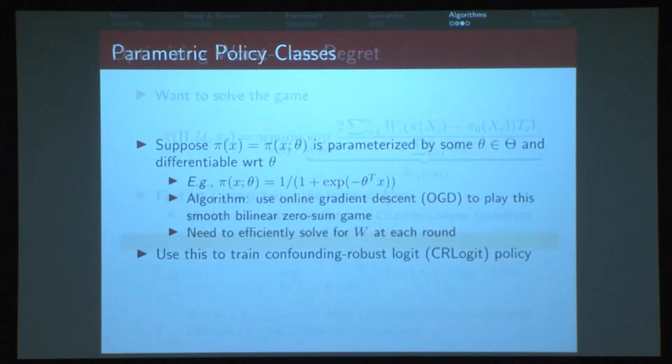Okay? So we can use these in two separate scenarios, and I'll just give an overview of this instead of going into the details. One setting is if you have a policy class that is parametric and differentiable with respect to the parameter, and then the algorithm would be use online gradient descent to play this zero-sum game. All you have to do is at each step solve for W, but that's exactly what we did before. Okay? So I'm going to use this in the empirics to train this confounding-robust logic policy, okay, which has this structure. So I'm just going to learn this data.